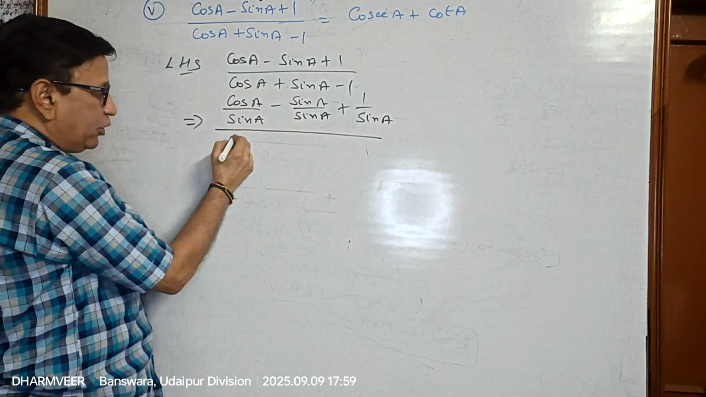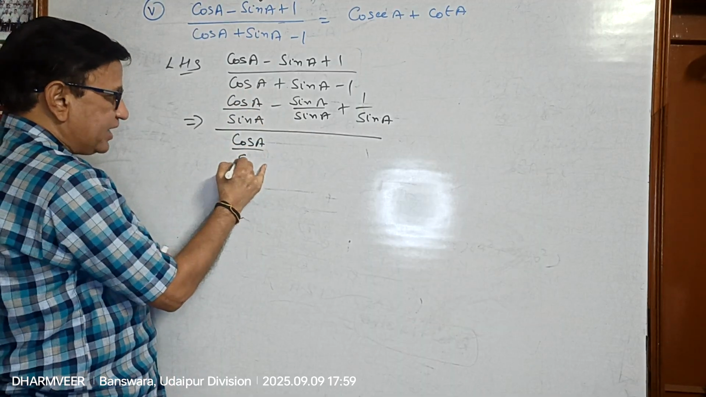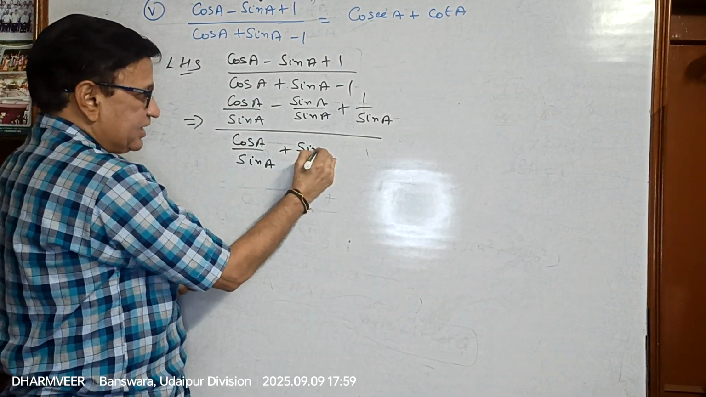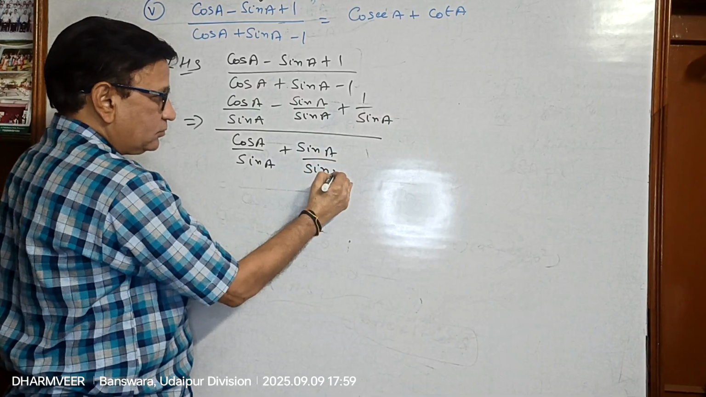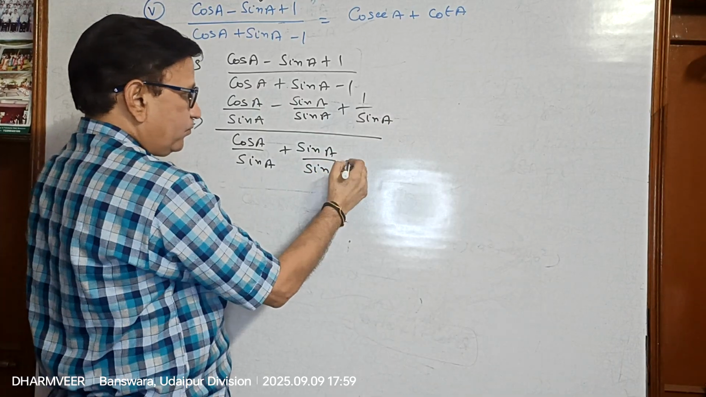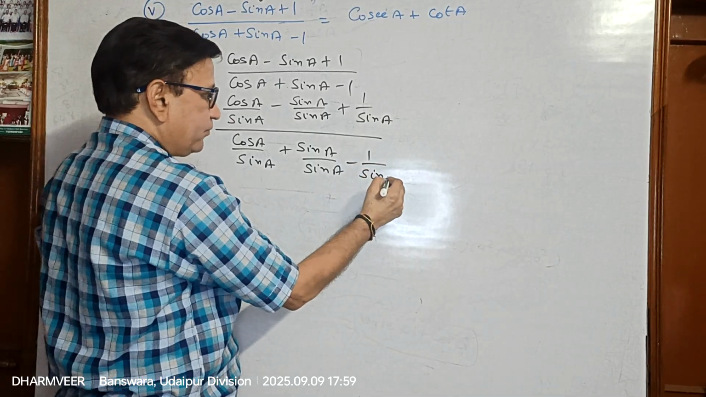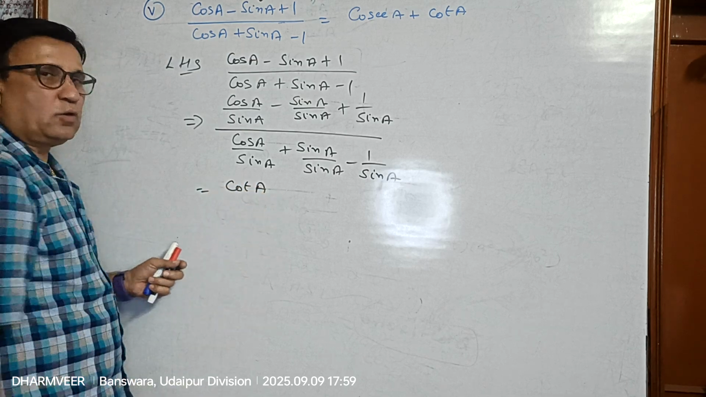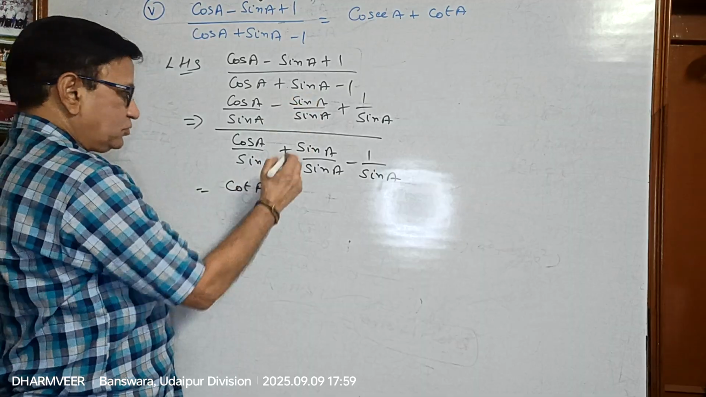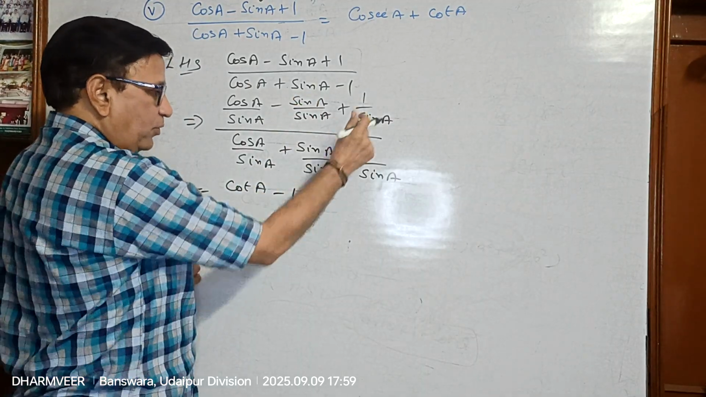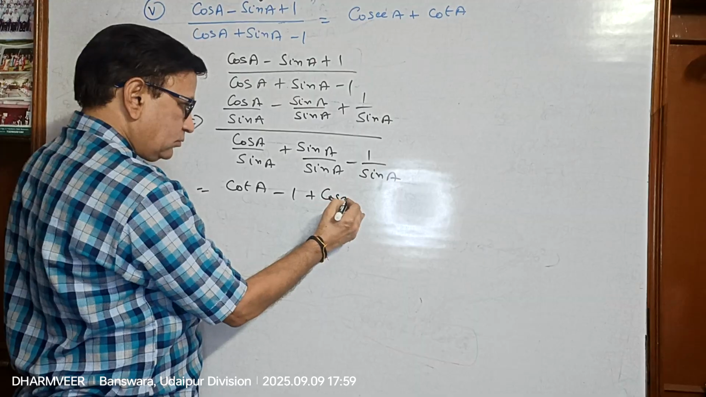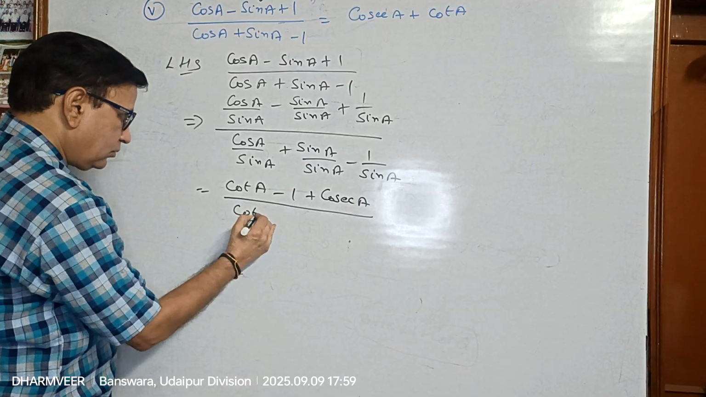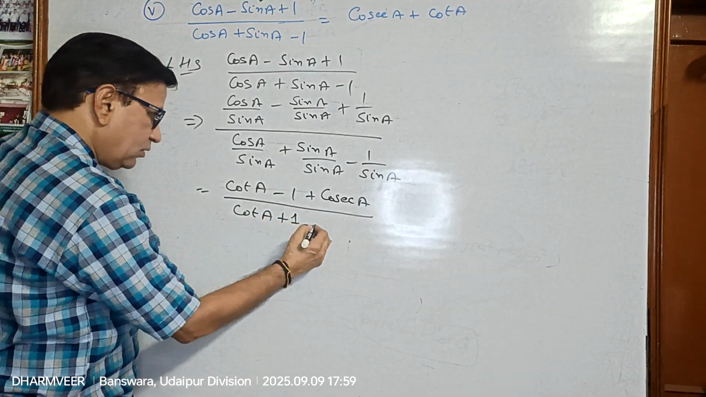Same thing we are doing in the denominator: cos A upon sin A. Clear? Yes or no? Okay. Sin A upon sin A and minus 1 upon sin A. Right? So cos theta upon sin theta we know is cot theta. Now 1 upon sin A is what? Cosec. Upon, same thing here: cot A plus 1 minus cosec A.